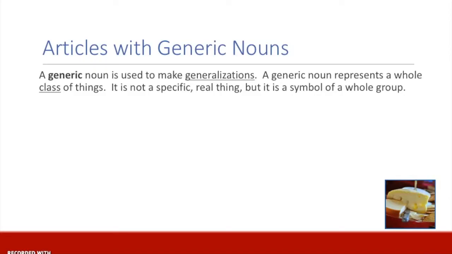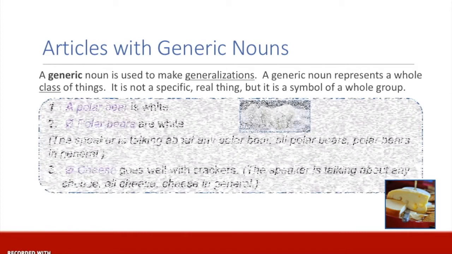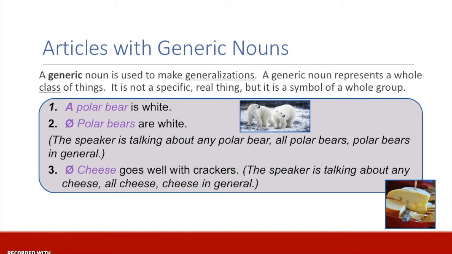Let's begin. A generic noun is used to make generalizations. A generic noun represents a whole class of things. It's not a specific, real, or concrete thing, but it is a symbol of a whole group. Let's look at some examples.